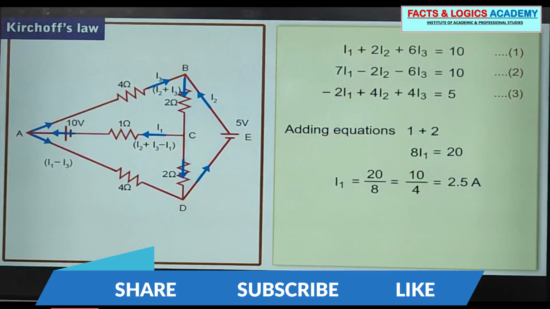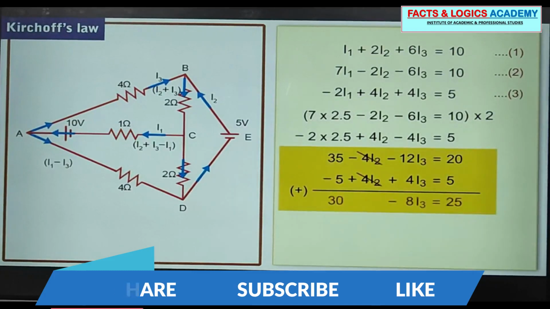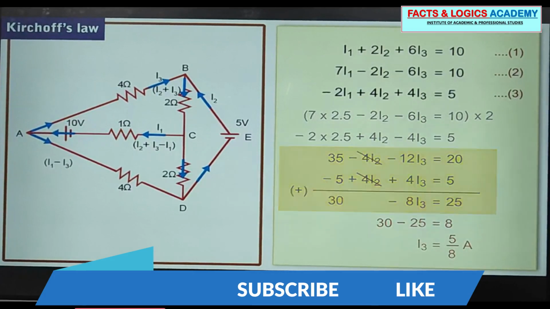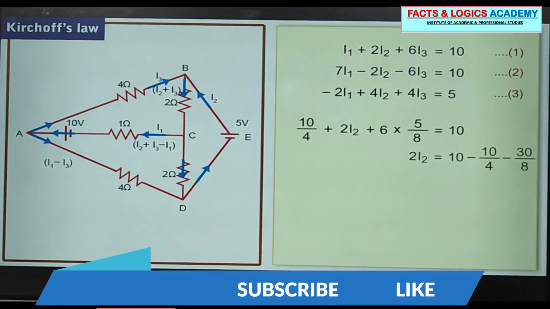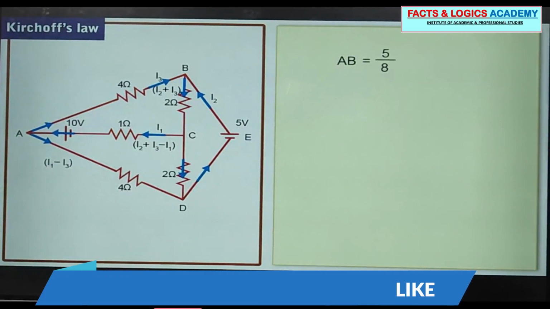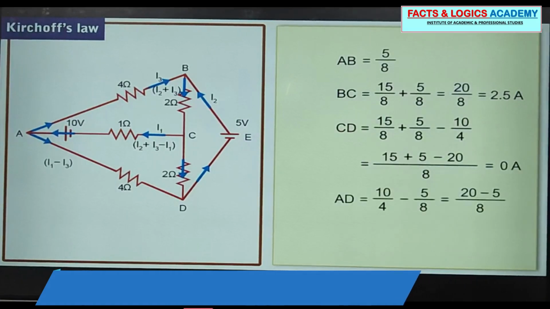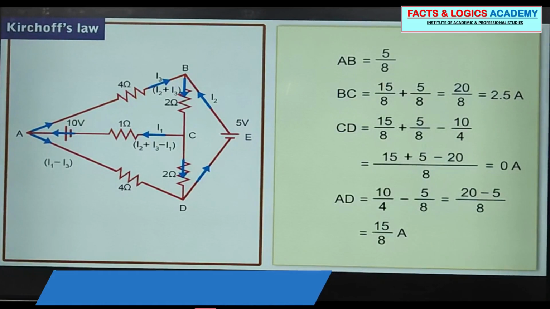On solving these three simultaneous equations, we get the values of the unknown currents as shown. Substituting these values, we get the current in the various branches as shown.